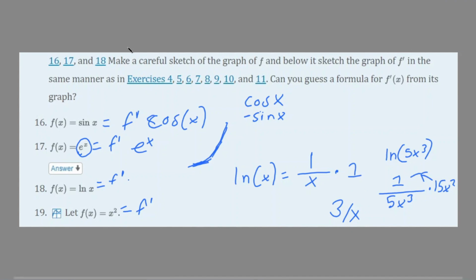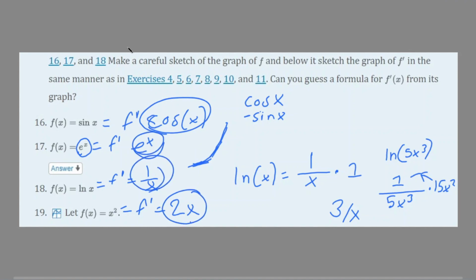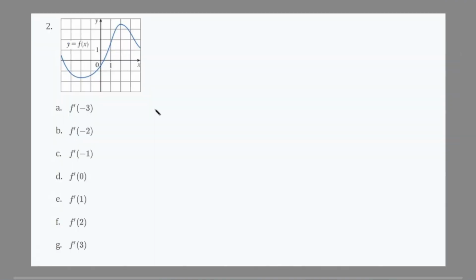Now for this ln of x, that would just be 1 over x. And then the final one, f of x equals x squared. The derivative, as we talked about before, is just 2x. So that is basically your answers for all of those, and especially ln x, e^x, and the sine function. These require just memorizing the answer or knowing the rule behind it. And this you could just use the power rule. Alright, I want you guys to take a minute and try number 2, so you can pause the video and try it out.